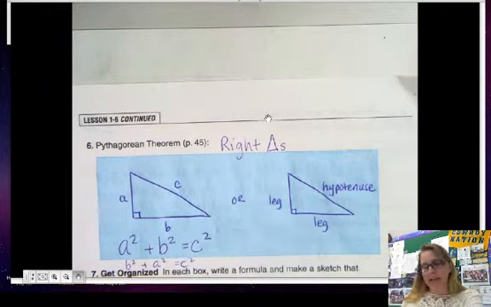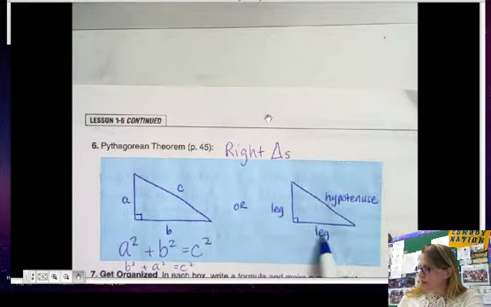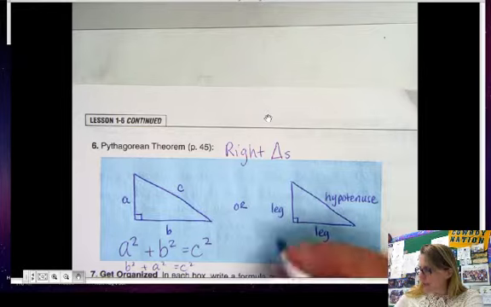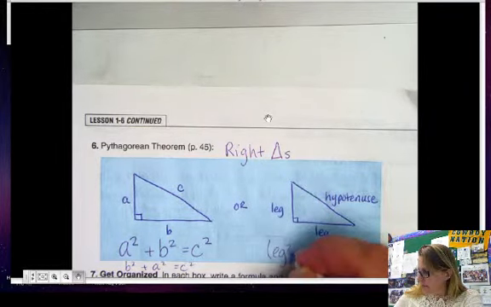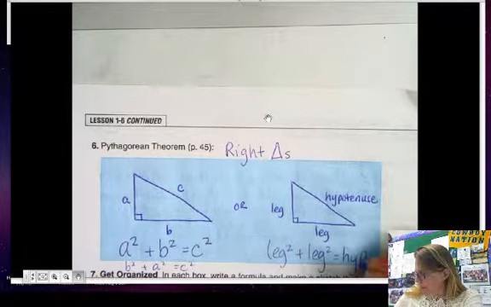The only one that it does make a difference on is where the C is. The hypotenuse has to be the one that it's equal to. And if you write it like this, then it would be leg squared plus leg squared equals hypotenuse squared.